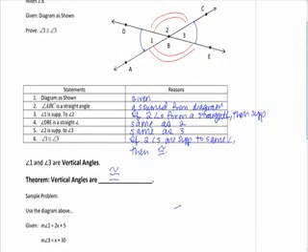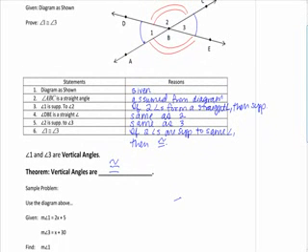So we can turn this into an algebra problem. If I know that the measure of angle 1 is 2x plus 5, and the measure of angle 3 is x plus 30, we know that 1 and 3 are congruent. So what can I do with my expressions? Yes. Okay, so you can set them equal to each other and solve. Everybody do that right now.